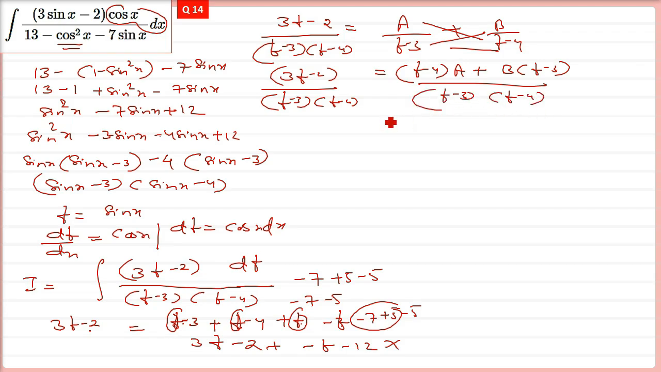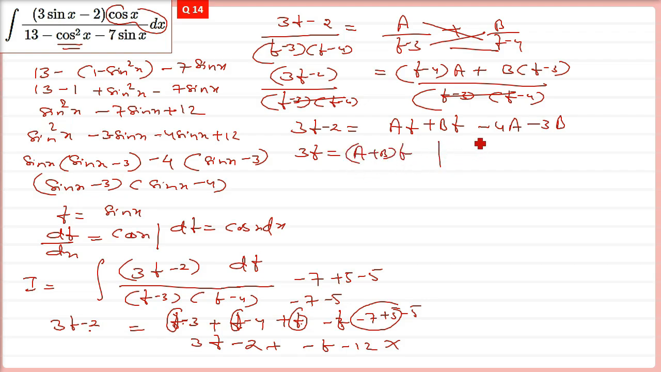This denominator gets cancelled, so you have to equate 3t minus 2 with t minus 4 into a plus t minus 3 into b. Let's multiply it: at minus 4a, bt minus 3b. So I'm adding at and bt, and negative 4a from here and negative 3b from there. So 3t will be equated with the similar term, which is a plus b times t. The second equation will become negative 4a minus 3b equals negative 2. From here, a plus b equals 3.